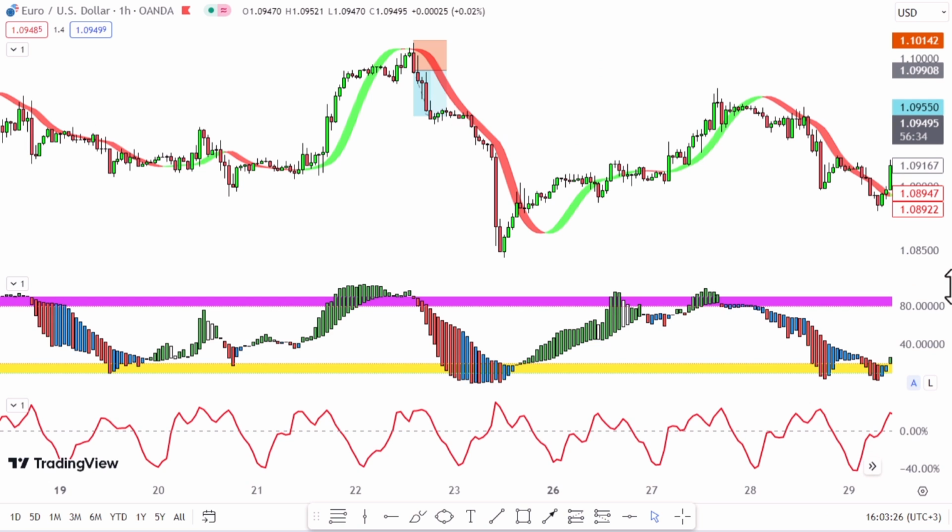I hope you were able to see how the Banker Fund Flow indicator works, how it can be read, and how it can be used to enter into profitable positions.